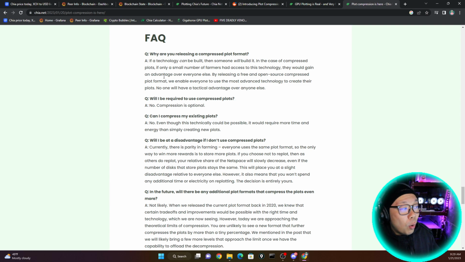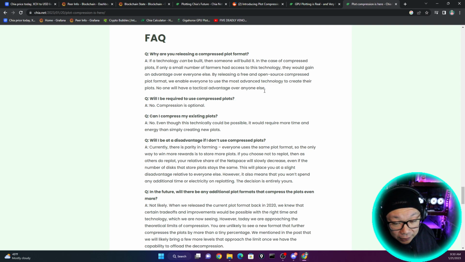All right. Why are you releasing a compressed plot format? We'll go over this really quick. If a technology can be built, someone would build it. In the case of compressed plots, if only a small number of farmers had access to the technology, they would gain an advantage over everyone else. By releasing a free and open source compressed plot format, we enable everyone to use the same advantage technology to create their plots. No one will have a tactical advantage over anyone else.